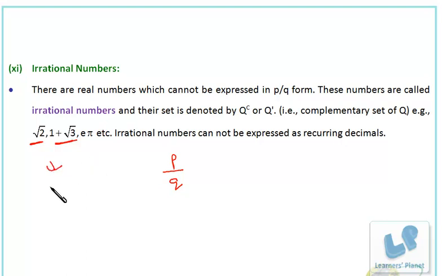Or commonly we call them surds also, right? So we got the definition of rational numbers as well as irrational numbers, right? Irrational numbers are the numbers which are not rational, or we cannot represent them in p by q form.